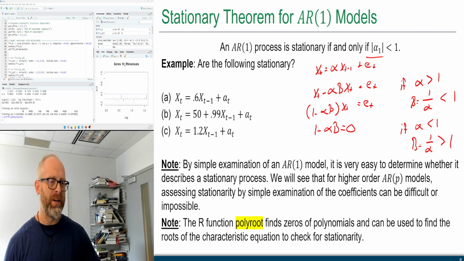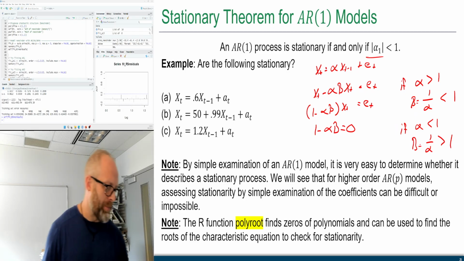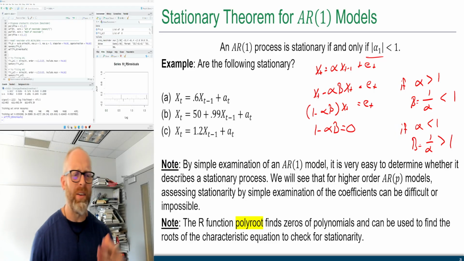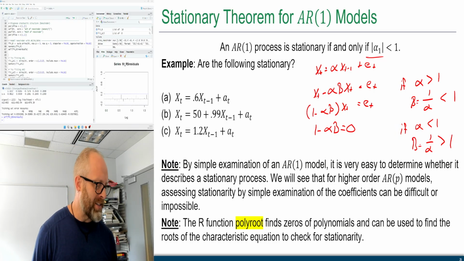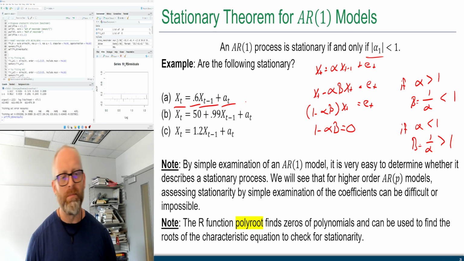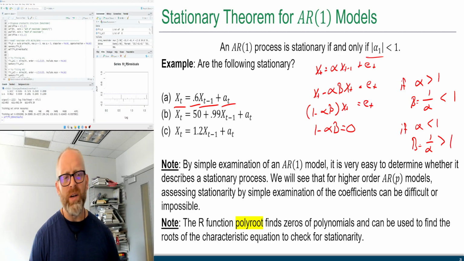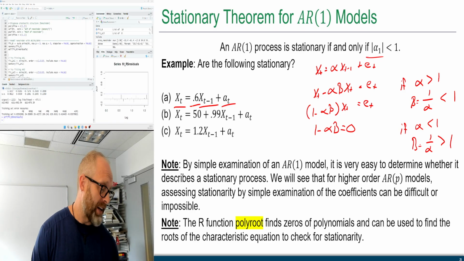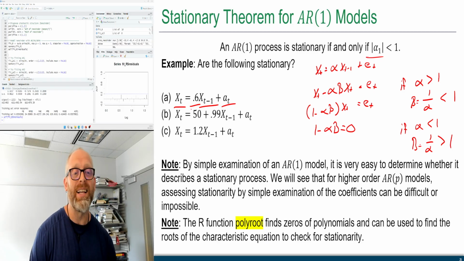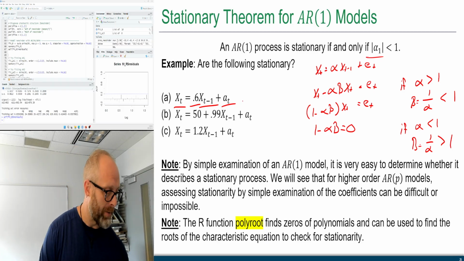So I have 3 examples here, and I'm asking, when are the following stationary? I just have that time period x_t is equal to what happened right before it, multiplied by 0.6, plus some little bit of noise, which in this case I call a_t. Is this stationary or non-stationary? Well, I look at my alpha. My alpha is 0.6. That's less than 1, so therefore this is stationary.